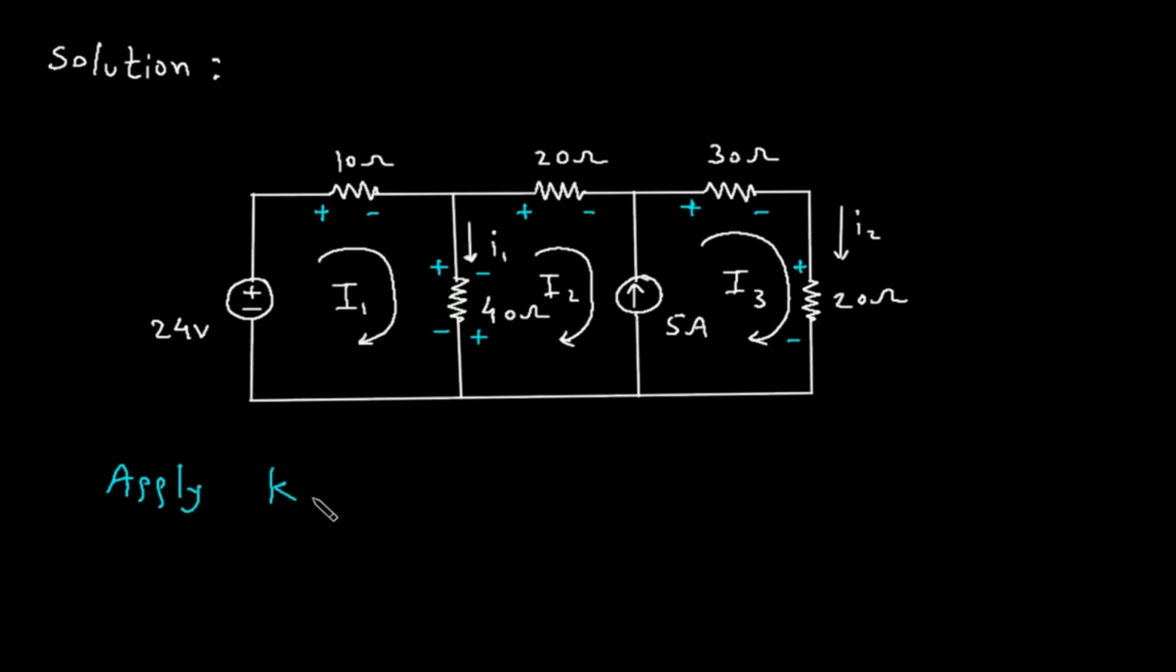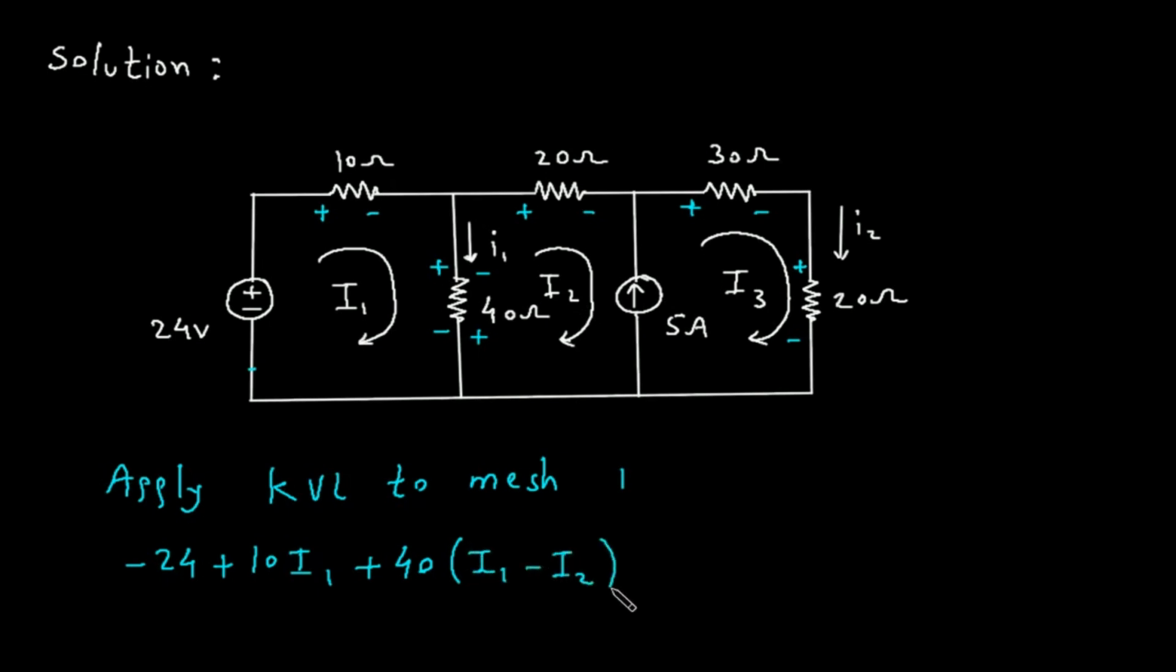Apply KVL to mesh 1. Let's say we will start from here. So this will be minus 24 plus 10 I1, plus 40 I1 minus I2, is equal to 0.